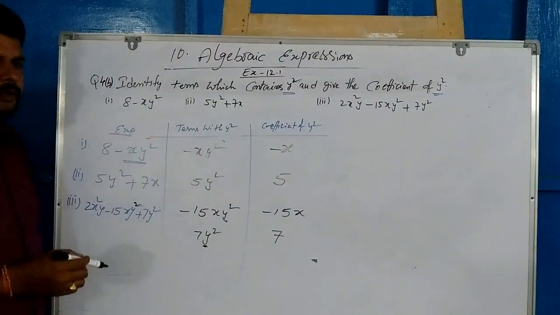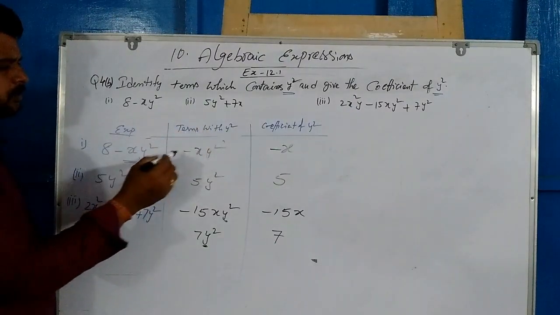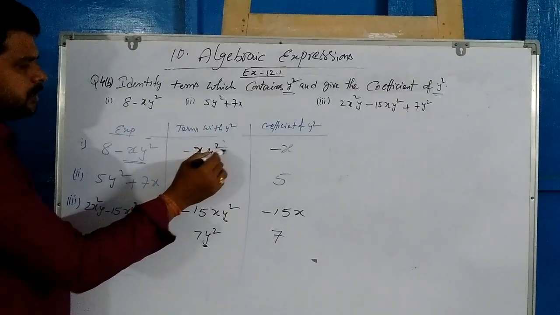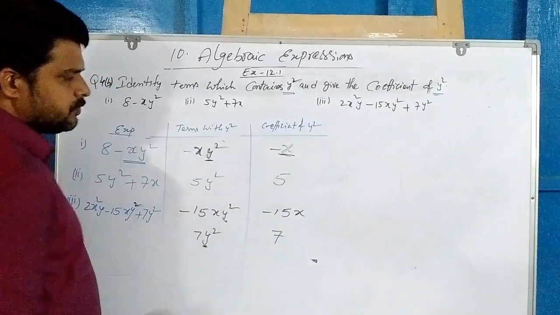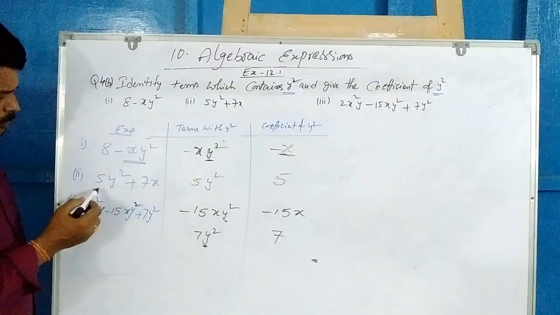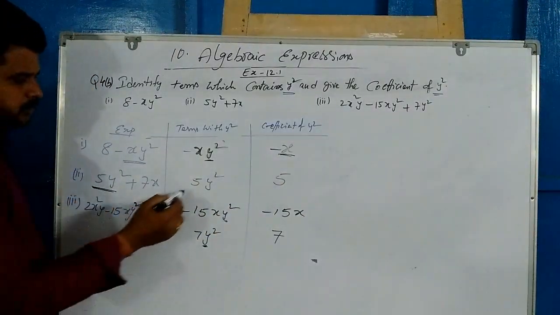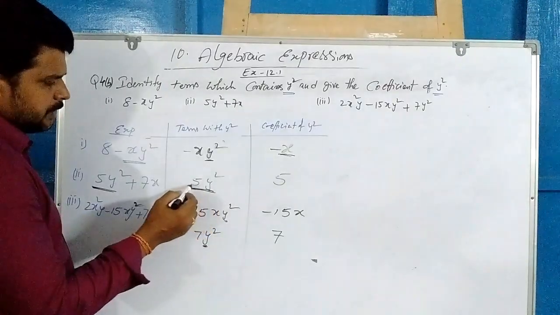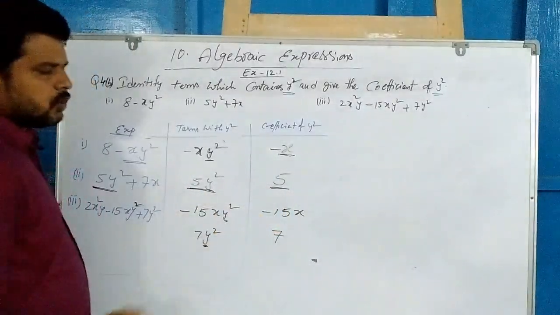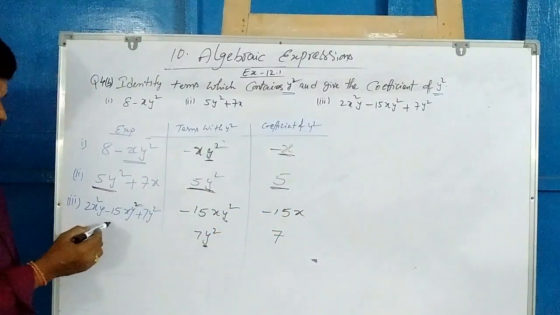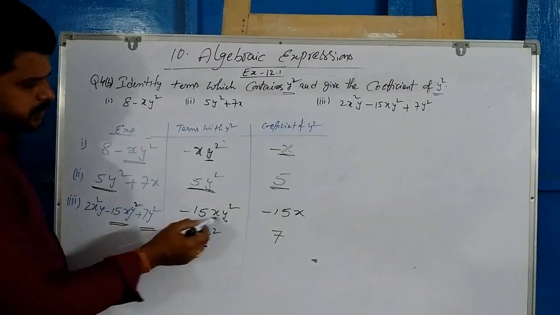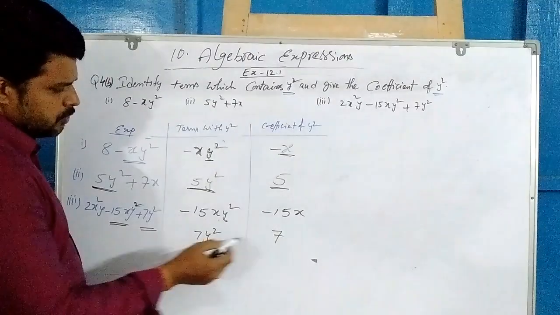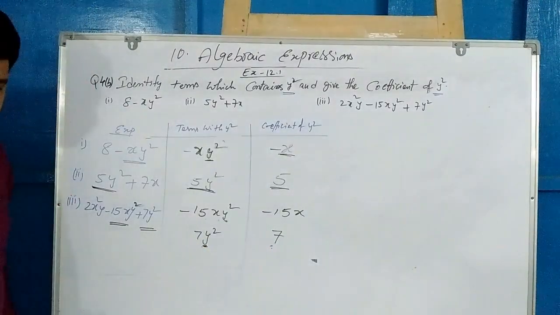So first, what do we need to find? Terms with y square. The term with y square is minus xy square, so y square is multiplied with minus x, and that is the coefficient. In the second one, 5y square is the y square term. Only one term, so y square is multiplied with 5, so 5 is the coefficient. In the third we have 2 terms with y square. The first term's coefficient is minus 15x, the second term's coefficient is 7.